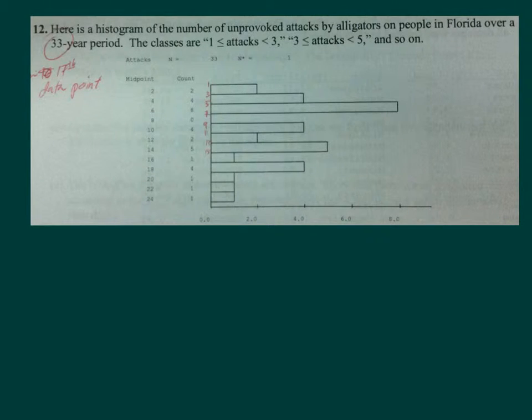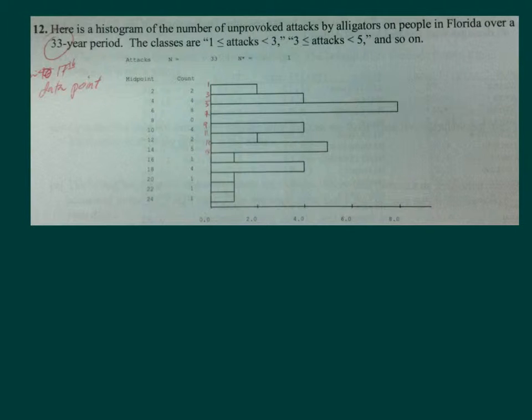Number 12 says here's a histogram of the number of unprovoked attacks by alligators. I'm not sure if they actually keep track of provoked attacks by alligators, and then just call them stupid people. But unprovoked attacks by alligators on people in Florida over a 33-year period. I circled the number 33 and indicated that, what did I indicate there? I can't read it. Oh, I know.